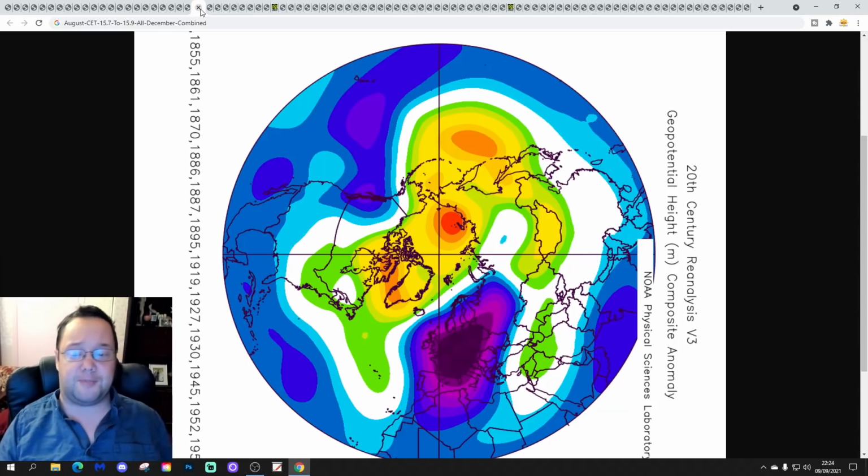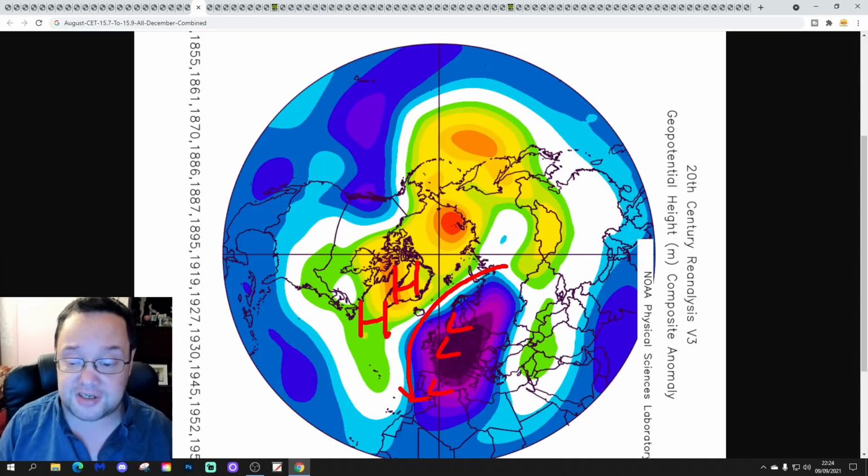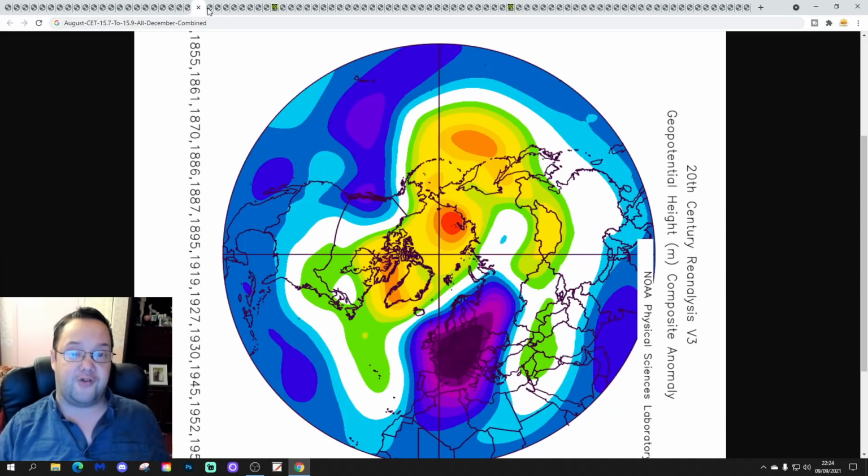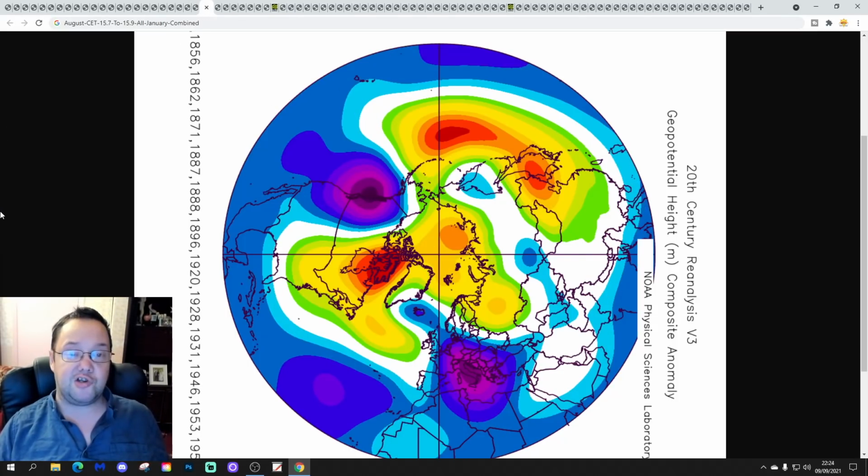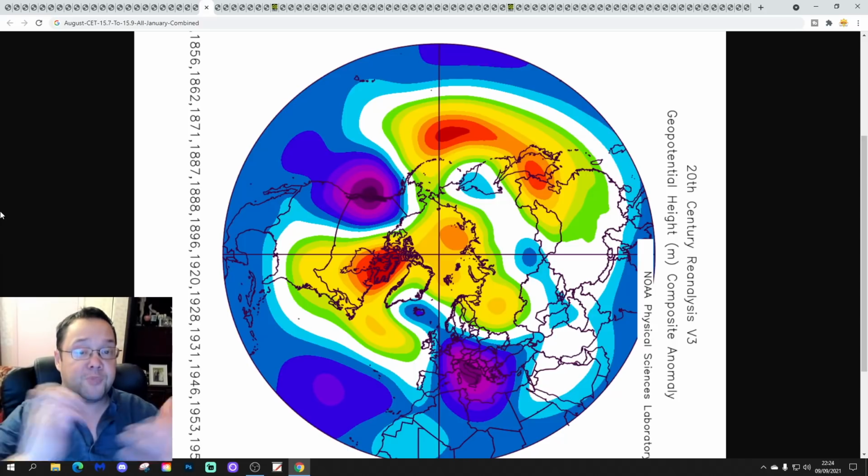This is how all Decembers combined are looking following an August CT range of 15.7 to 15.9. This one has a mid-Atlantic ridge favoured in December up towards Greenland with below average heights to our east and south. Winds in from the north, so there is a little bit of cold potential, with those Decembers actually following that August CT range. The next month is January.